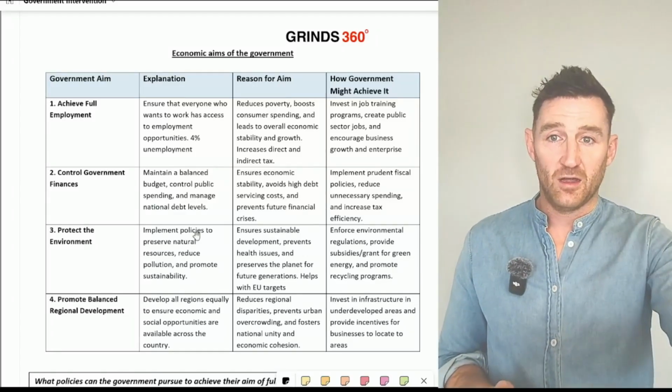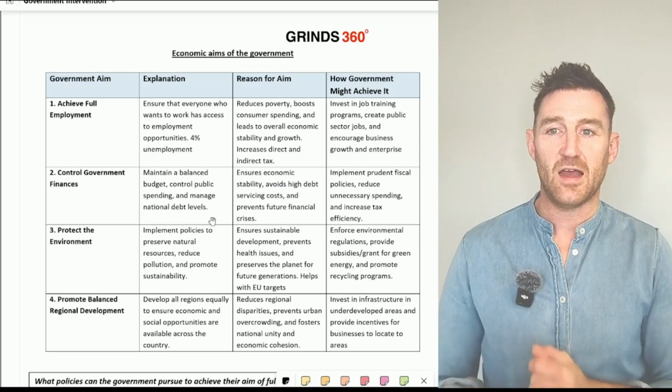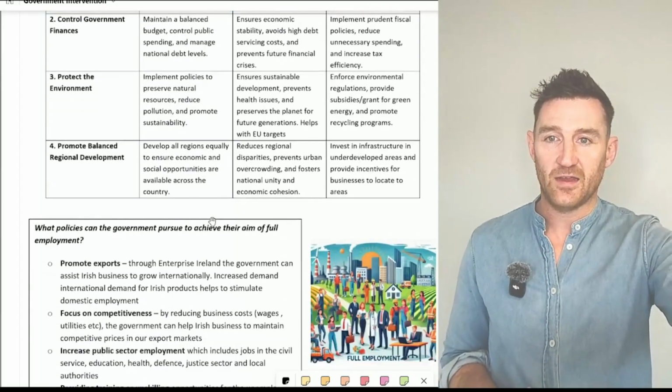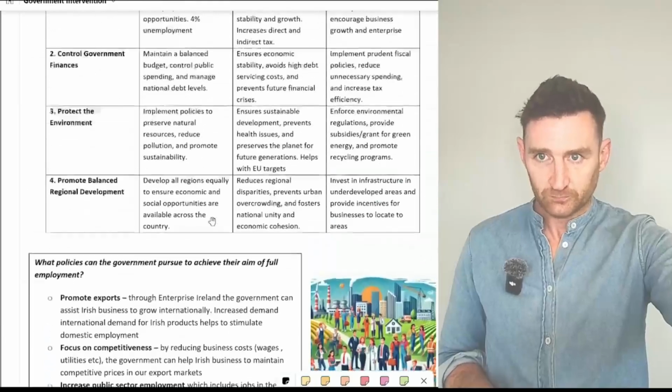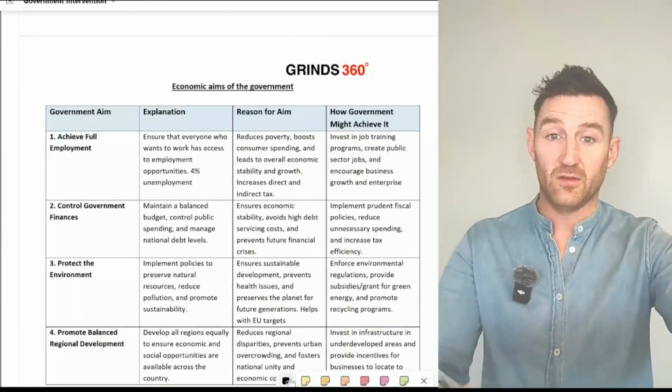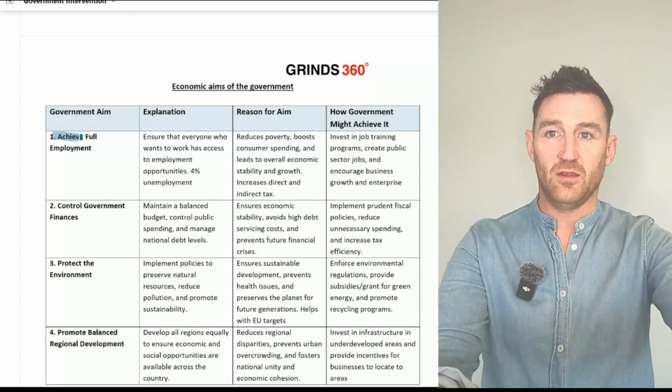But this is the main thing here for this part of the topic, looking at the economic aims of the government. So you have 4 there, and on the next page we have about 8. Okay, so quickly flick through these and just talk our way through them. So the first one we have there is the economic aim of the government is to achieve full employment.